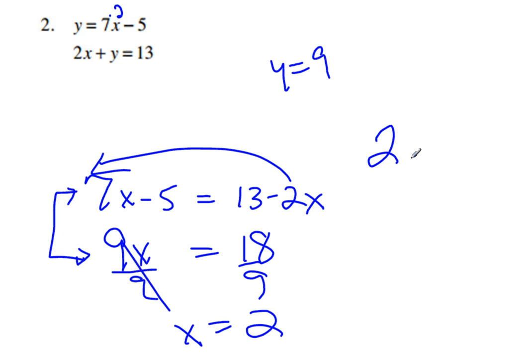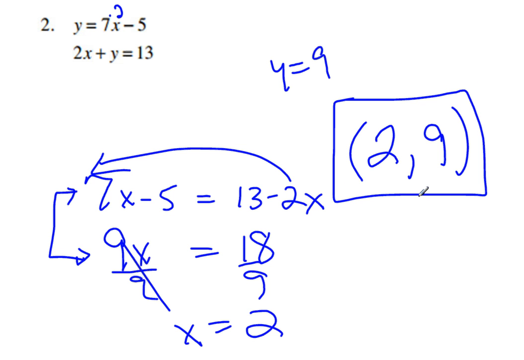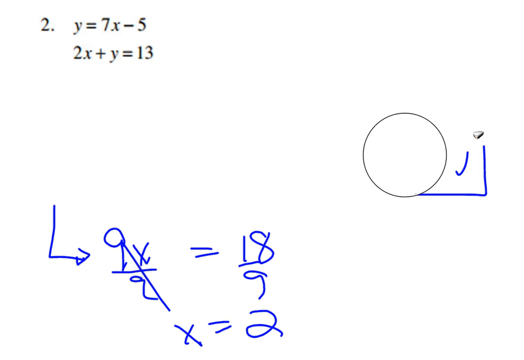And you'll lose some points if you don't write the ordered pair. So make sure you write the ordered pair: 2, 9. Let's double check. If I plug the 2 into the other equation, 2 times 2 is 4. 4 plus y is 13. Subtract 4 from both sides, I do get 9. So it checks.